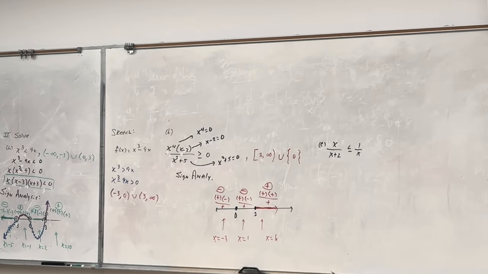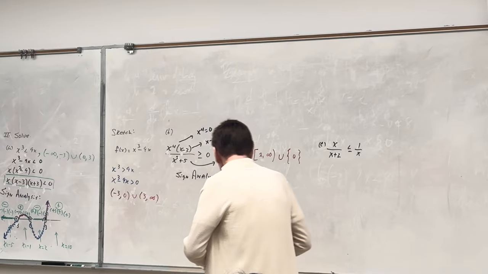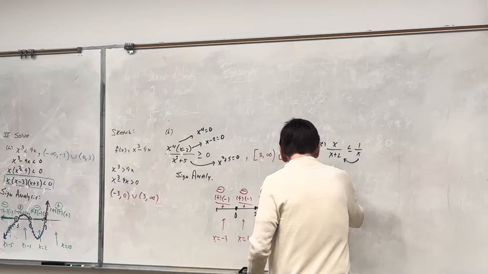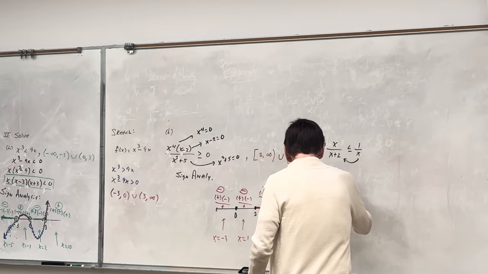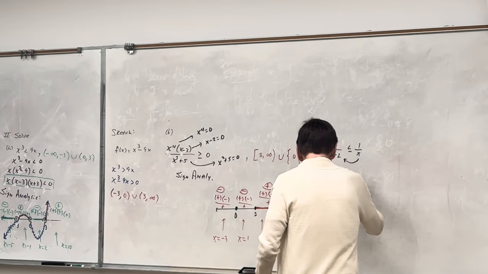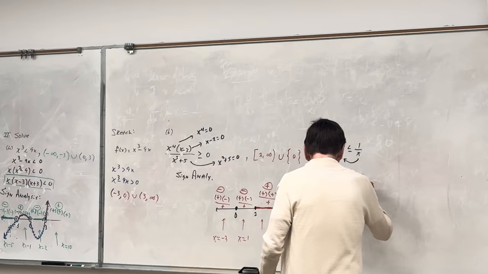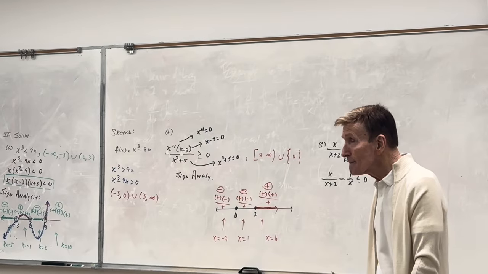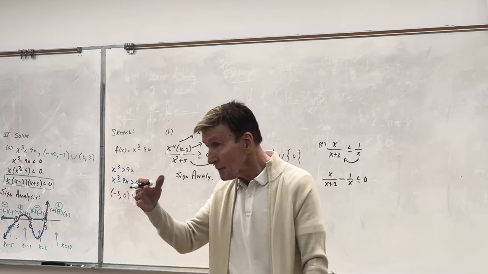Yes? Move the 1 over x. I've got to get that one side to be 0. Perfect. Move that over, make it minus 1 over x, less than or equal to 0. I guess it's the toughest one, I think, of the group.